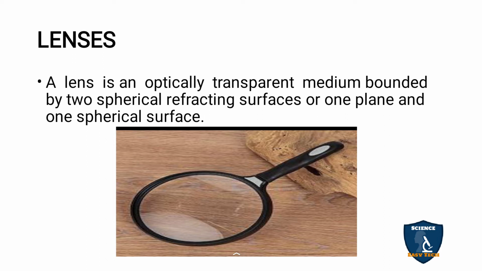This lens has two spherical refracting surfaces, or one is plane and another is a spherical surface. So you see the definition: a lens is an optical transparent medium bounded by two spherical refracting surfaces or one plane and one spherical surface.